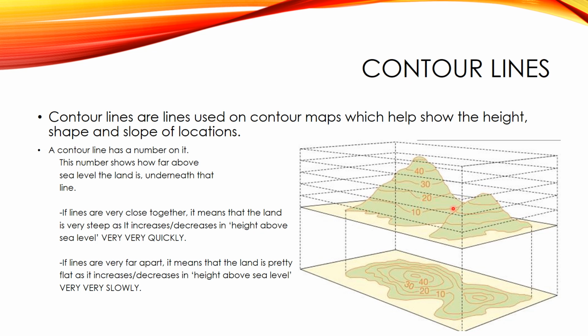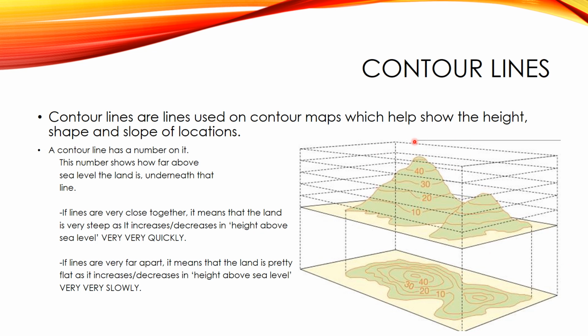So this map kind of shows it in a more spread out way. The contour interval on this map, so the amount that all of the lines are increasing by, is 10 meters. This line has a 10 on it, this line has a 20, this has a 30, this has a 40. Each one of those lines is increasing by 10 meters above sea level.